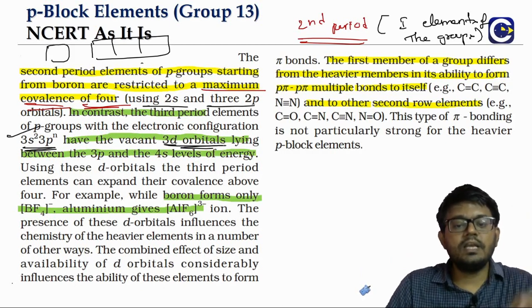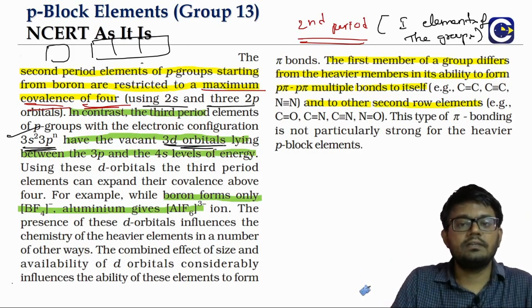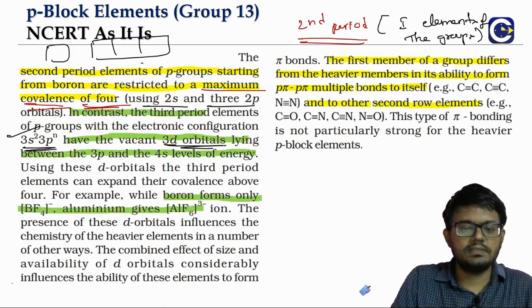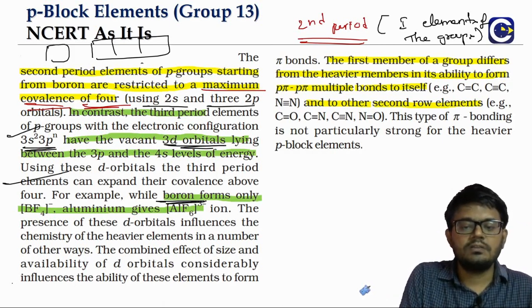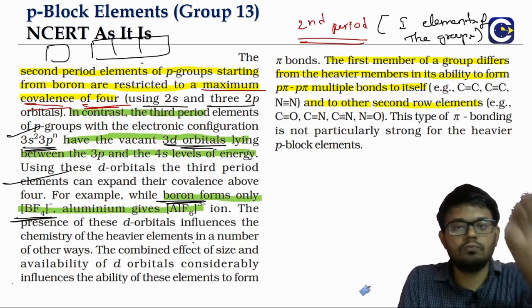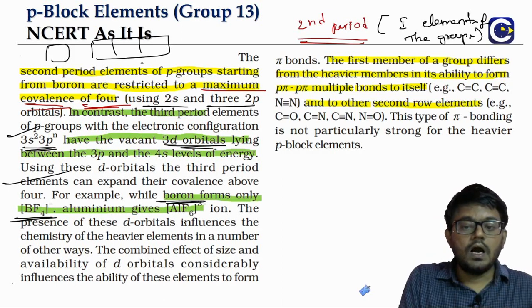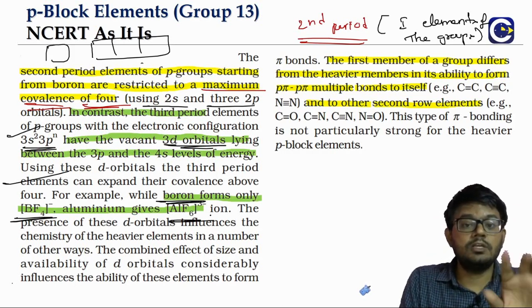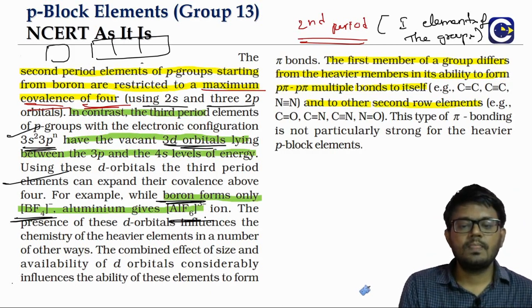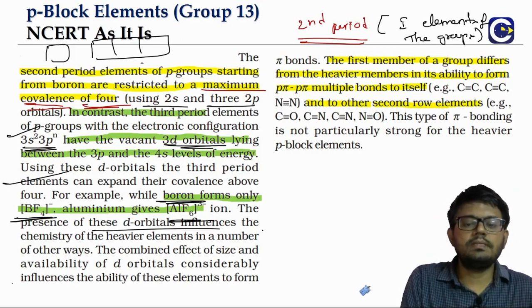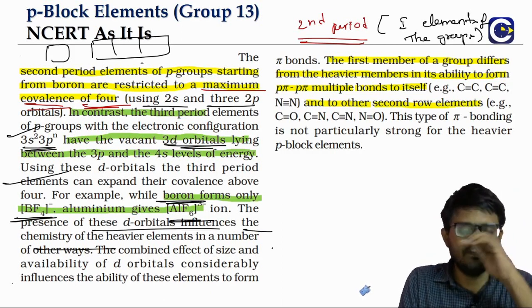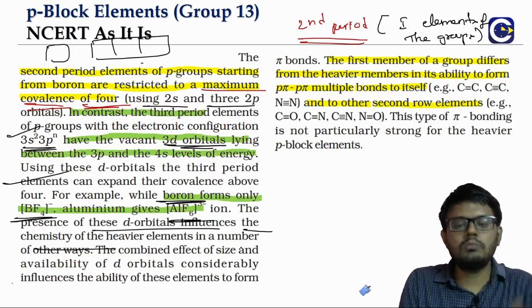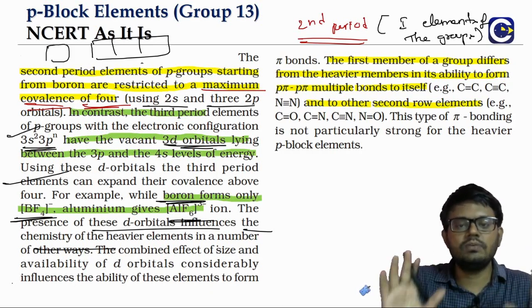So when these 3d orbitals are used for bonding, the covalence can be increased. We can see the example of the 13th group itself. Boron can show a maximum covalence of 4. That will be in BF4 minus. Boron is bonded to 4 fluorines. Aluminum can show a maximum covalence of 6, as in AlF6 3 minus. Aluminum is bonded to 6. So how is it happening? Because aluminum is able to use the vacant d orbitals. We'll talk about these compounds a little later, but just to give the idea.